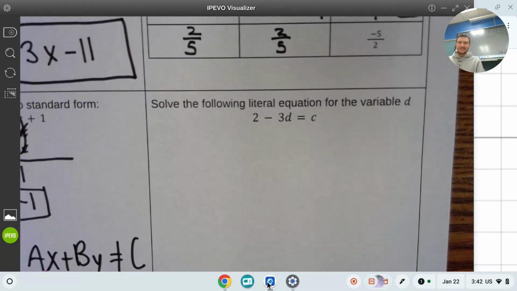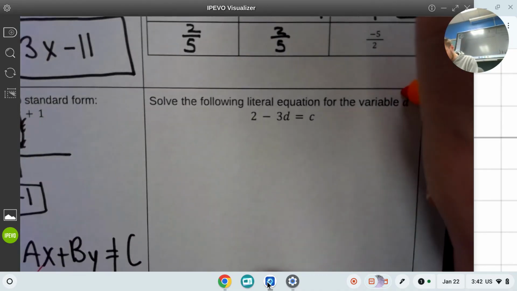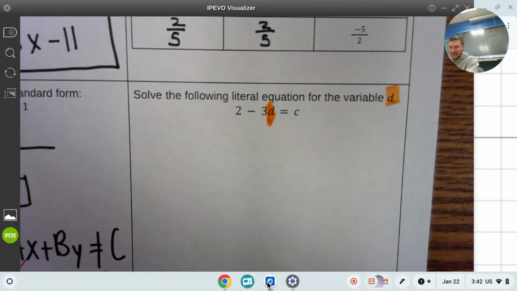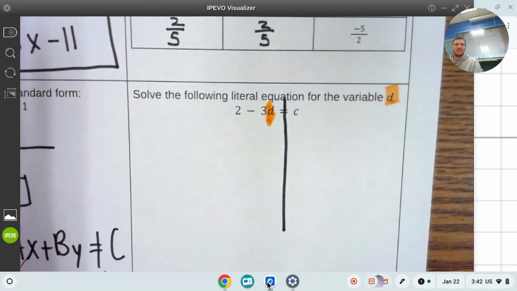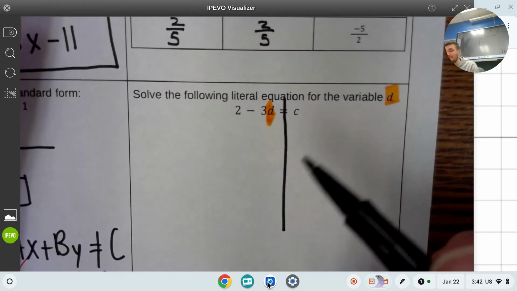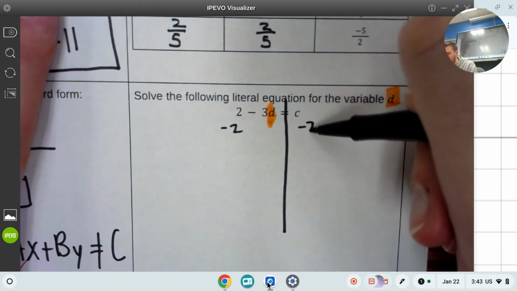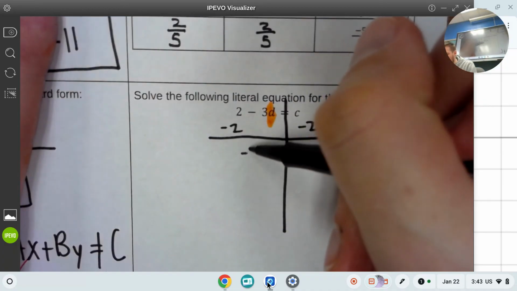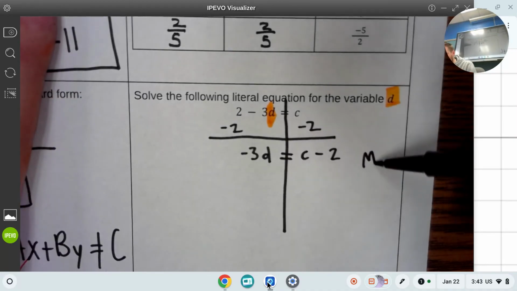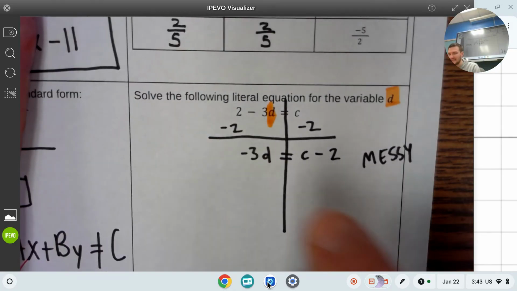All right, last question here. Solve the following literal equation for the letter D. You got to get this D isolated, which means you got to move some stuff. You got to move the 2 and you got to move the 3. Which one do you move first, the 2 or the 3? It's got to move the 2. Is that a positive 2 or a negative 2? This is a positive, so we do minus 2, minus 2. That means we have negative 3D equals C minus 2. I know this side is going to be messy, but that's okay. We don't care about that side. We just need the D by itself.